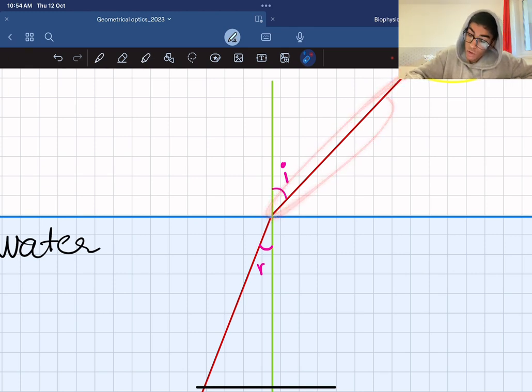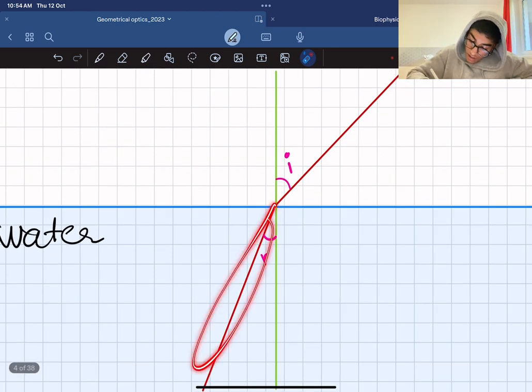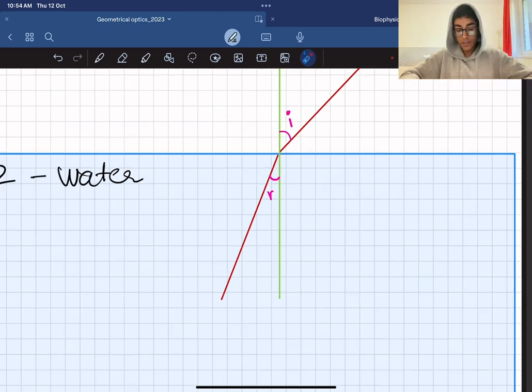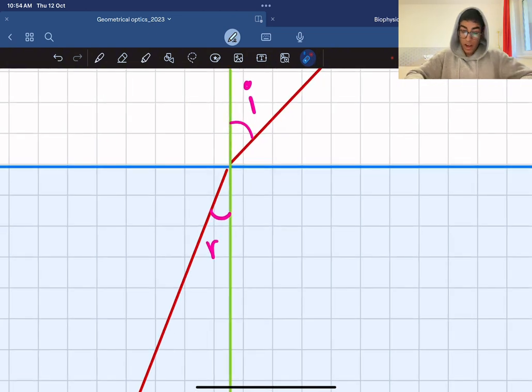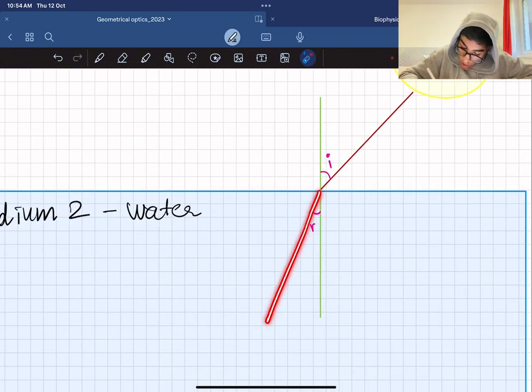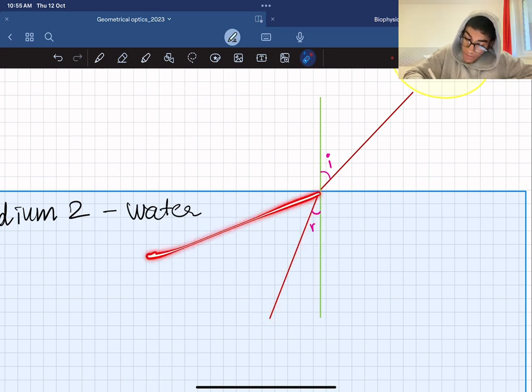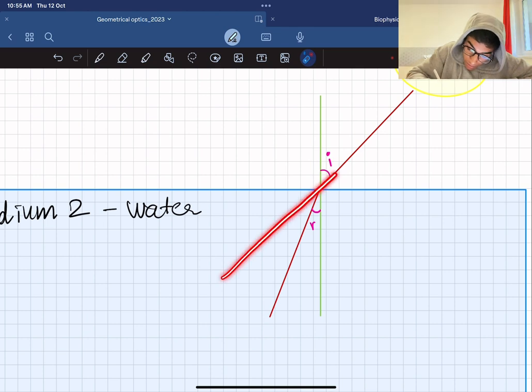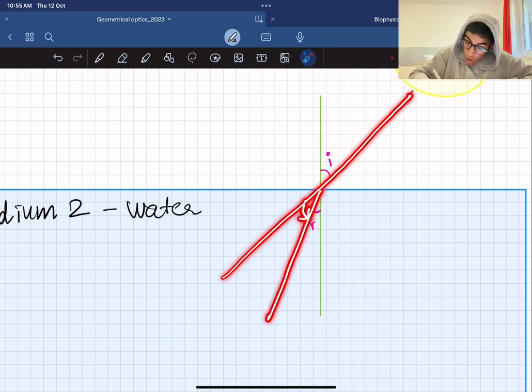Now, this ray, which is striking before entering the medium, is called the incident ray. This ray right here, which is being refracted, is called the refracted ray. Simple? You can see that my ray has bent towards the normal. It could have gone anywhere, but it bent towards the normal. If this line had gone undeviated straight through, that would have happened, but what happened is it went like that. It bent towards the normal.